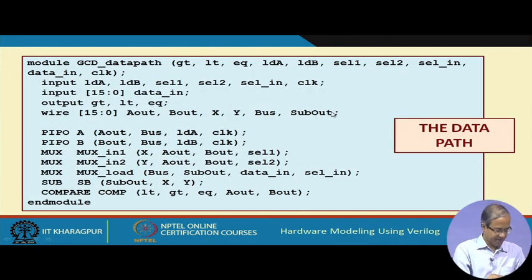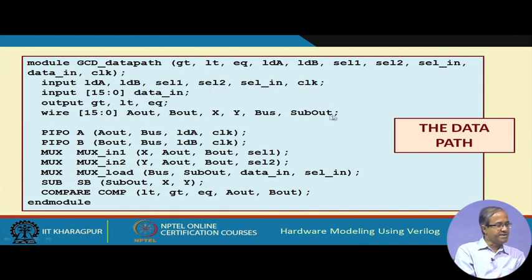Here we are showing the FSM implementation using the approach which we showed with the previous example first. We are first defining the data path, where GT, LT, EQ are the output signals, and these 5 are the select signals, and of course, data in and clock are there. These are the control signals: load A, load B, the multiplexer select and clock are the input signals. Data in, I am assuming, is 16-bit data, and these are outputs.